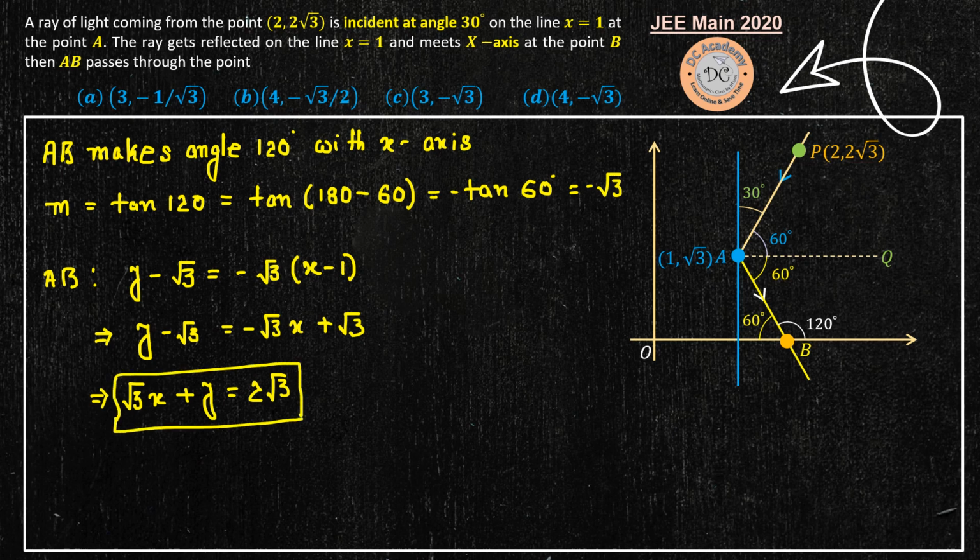Now our job is to find the point, among the options A, B, C, D, that lies on that particular line. Let's go ahead. First we consider option A. Here I substitute x equal to 3, so 3 root 3 plus, minus 1 by root 3. If I calculate this, it is 3 root 3 minus root 3 divided by 3. So it is 9 root 3 minus root 3, which is 8 root 3 by 3. It's not equal to 2 root 3. So option A is not the correct answer.